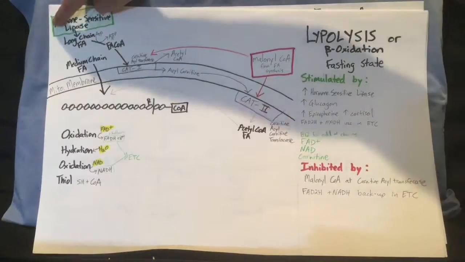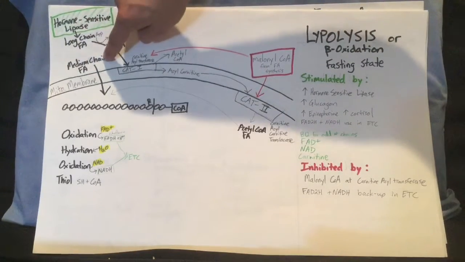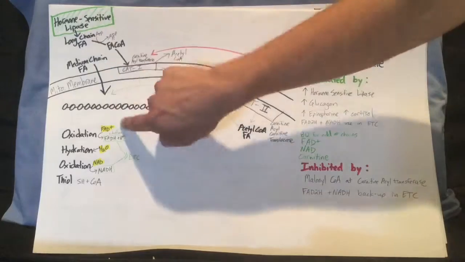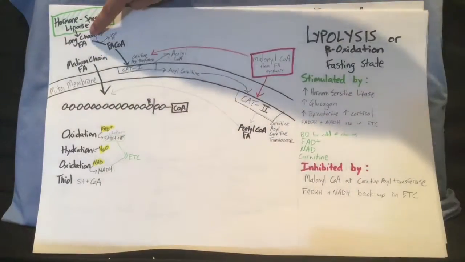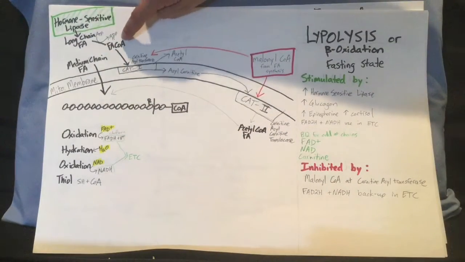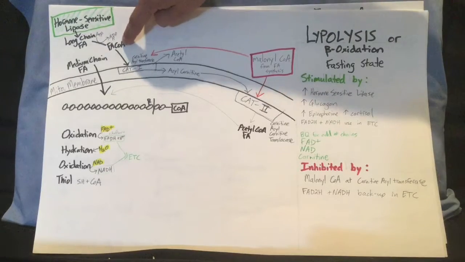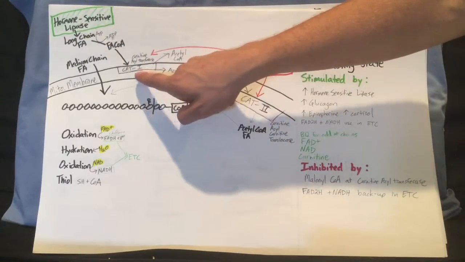That will snip the fatty acids, and we'll get some long-chain fatty acids. We'll get some medium-chain fatty acids. The medium-chain fatty acids can go directly into the mitochondrial membrane, but the long-chain ones can't. So we're going to get fatty acid CoA. We're going to use a little energy, attach a CoA. Now the CoA is going to transfer to the carnitine acyltransferase 1.